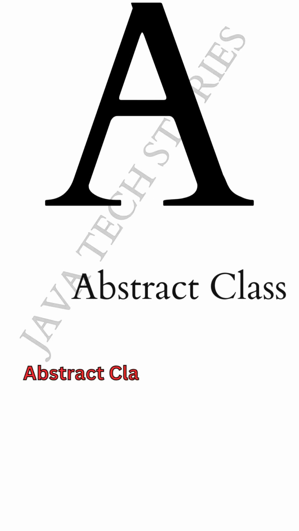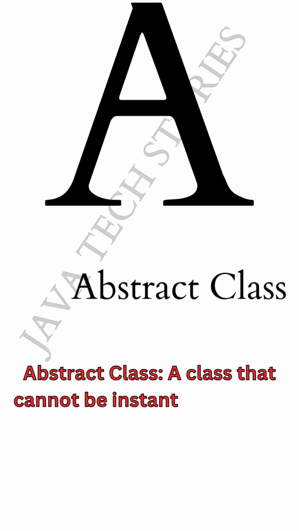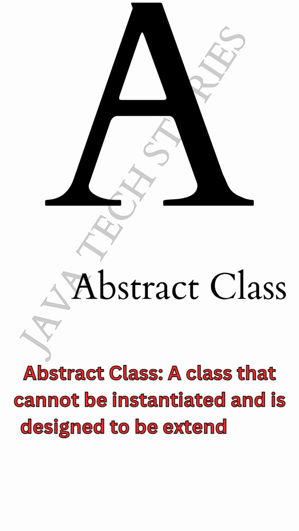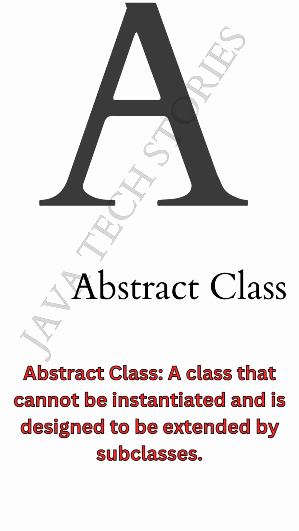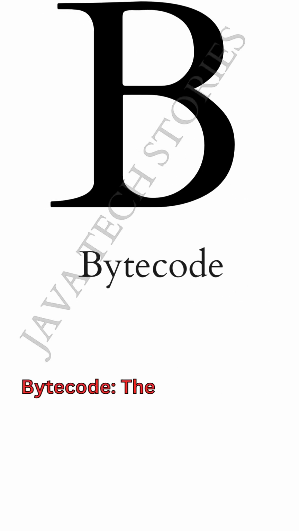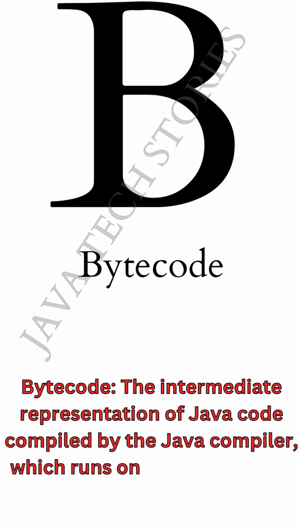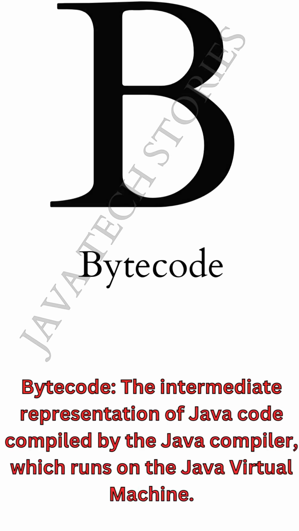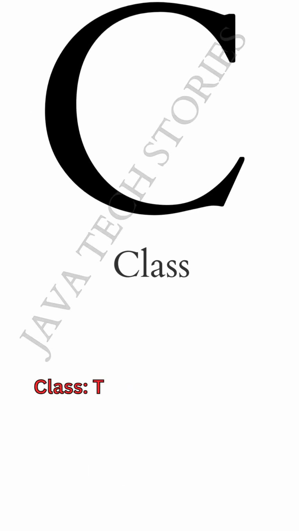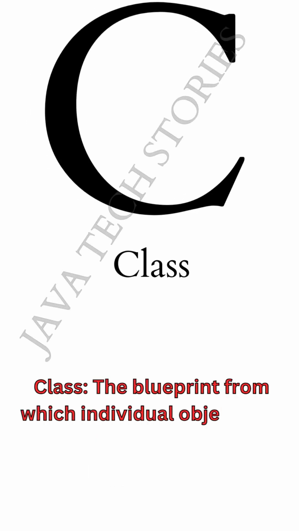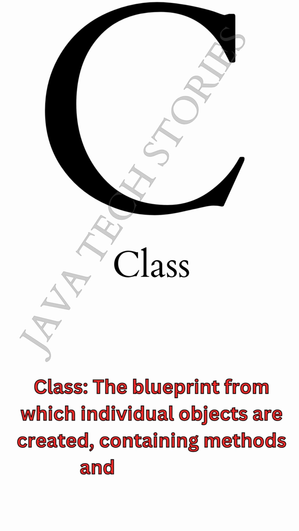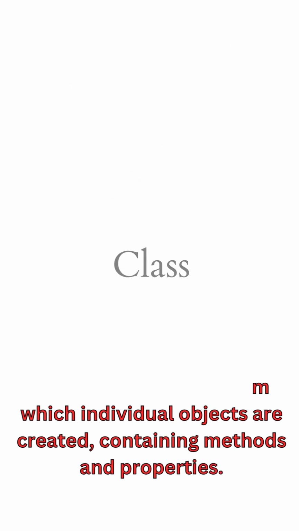Abstract class, a class that cannot be instantiated and is designed to be extended by subclasses. Bytecode, the intermediate representation of Java code compiled by the Java compiler, which runs on the Java virtual machine. Class, the blueprint from which individual objects are created, containing methods and properties.